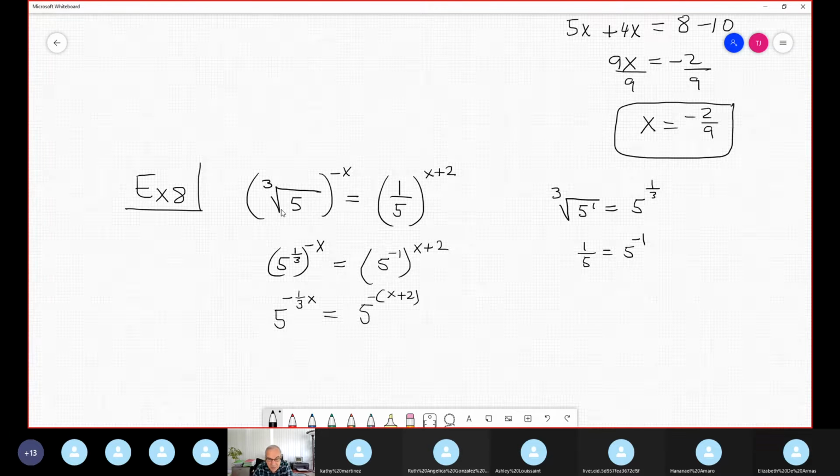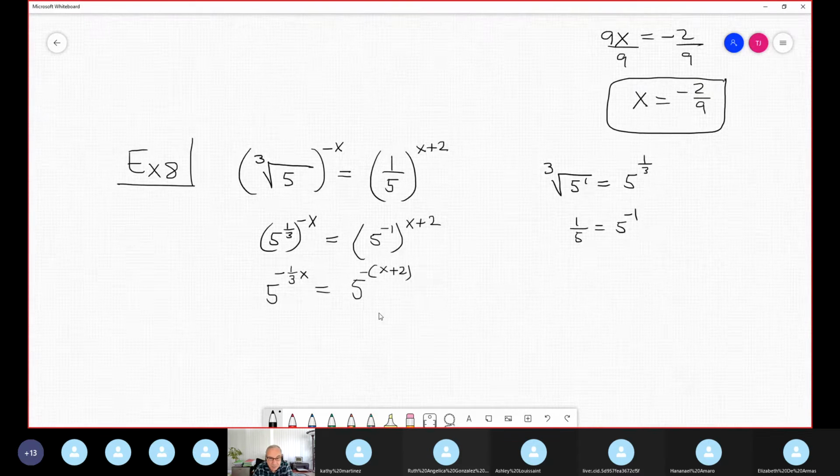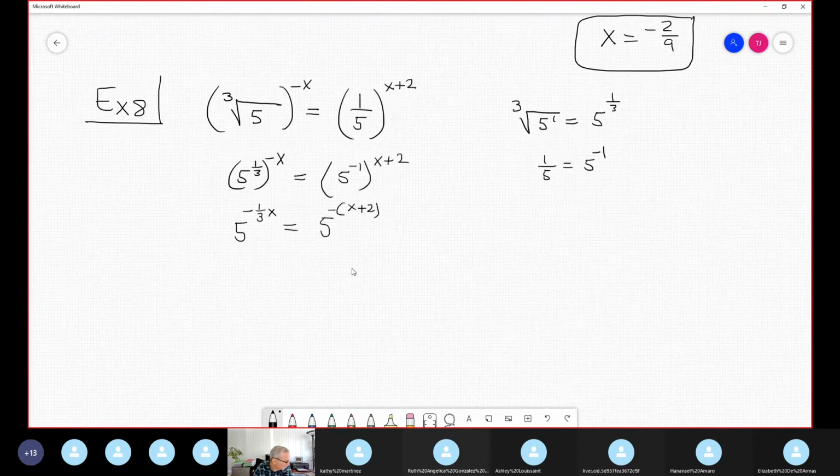Now we have two exponential expressions, and this exponential equation contains the same base. Now the exponents must be the same. So it's negative 1/3 x is equal to minus x plus 2.